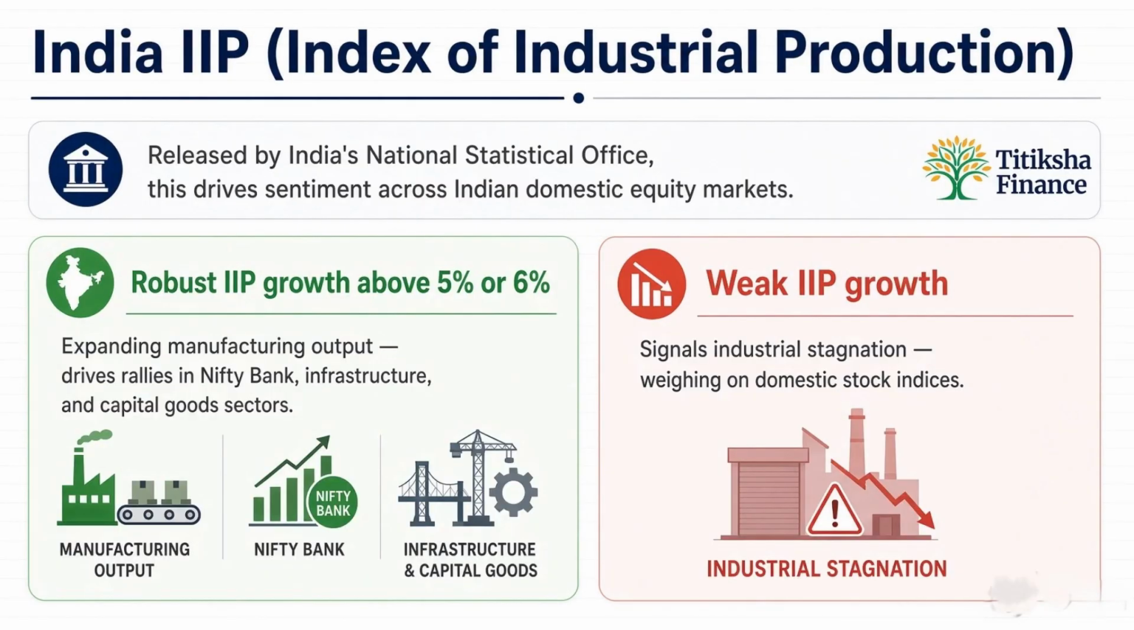India IIP, or Index of Industrial Production. Released by India's National Statistical Office, this drives sentiment across Indian domestic equity markets. Robust IIP growth above 5% or 6% indicates expanding manufacturing output, driving rallies in the Nifty bank, infrastructure, and capital goods sectors. Weak IIP growth signals industrial stagnation, weighing on domestic stock indices.